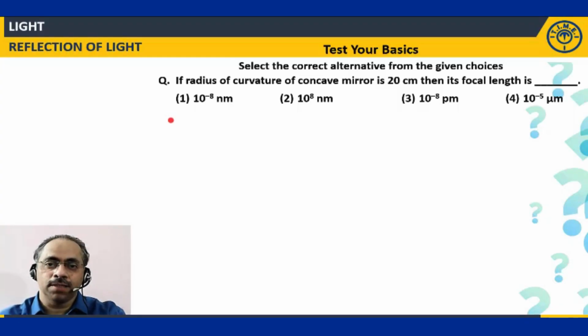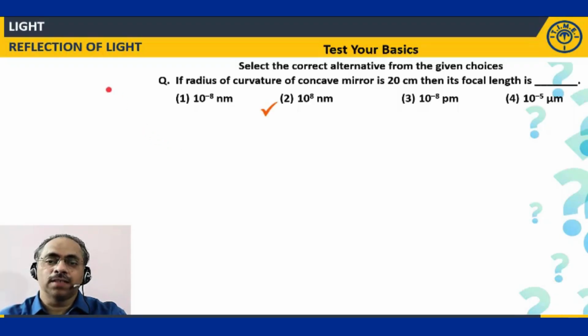What about the second option? 10 power 8 nanometer. Nano is 10 power minus 9. So if you substitute the prefix in terms of 10 power, then I'll get 10 power 8 and 10 power minus 9. I'll get 10 power 8 minus 9, that is 10 power minus 1. Obviously, that's the answer we require. Clear? So the correct option is 2.